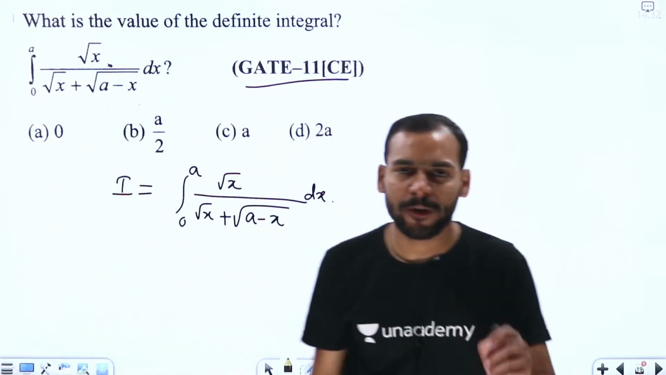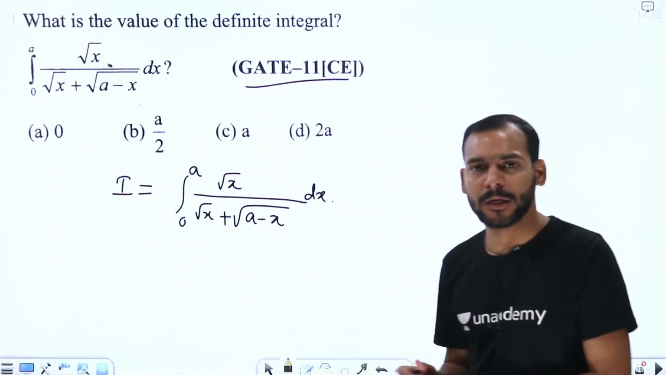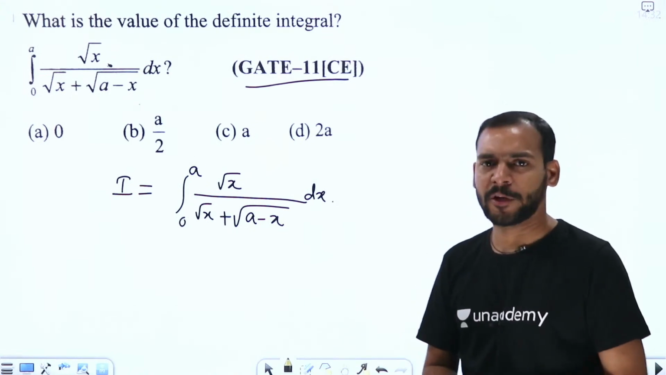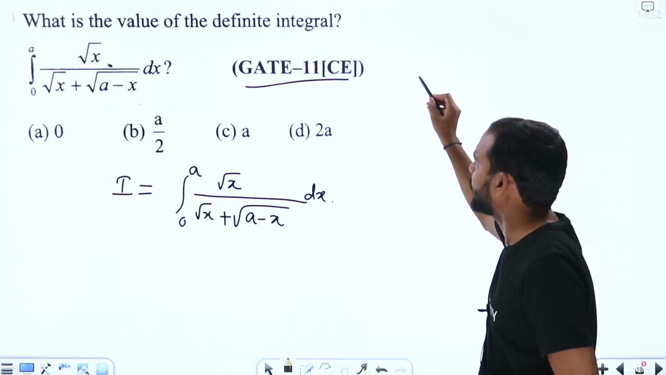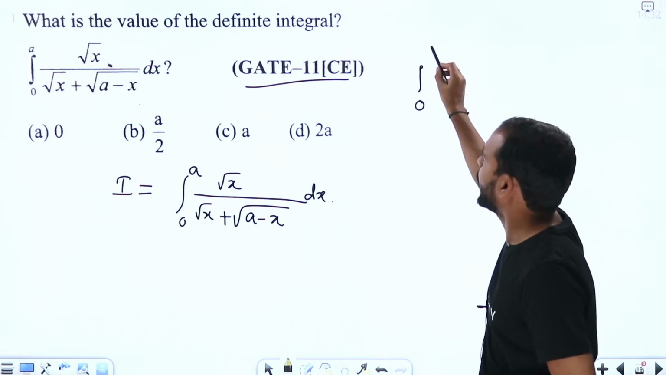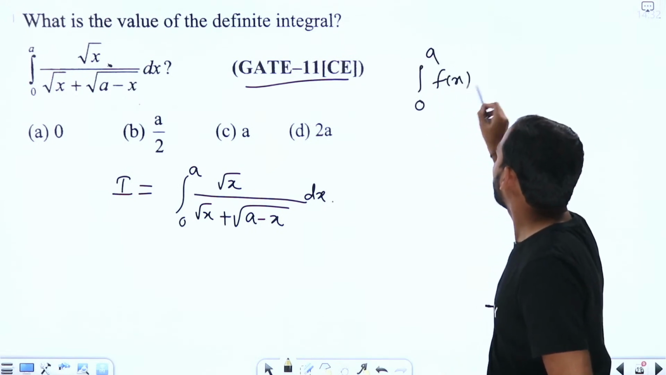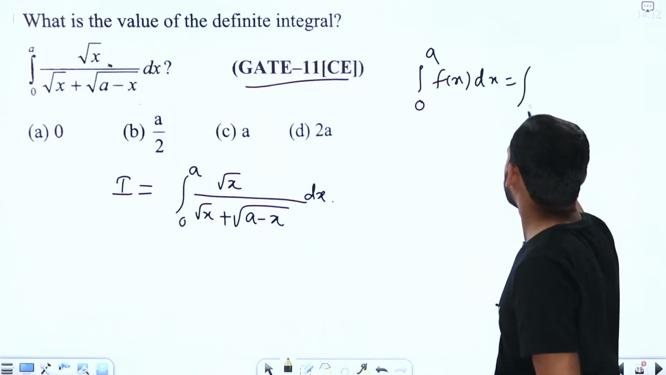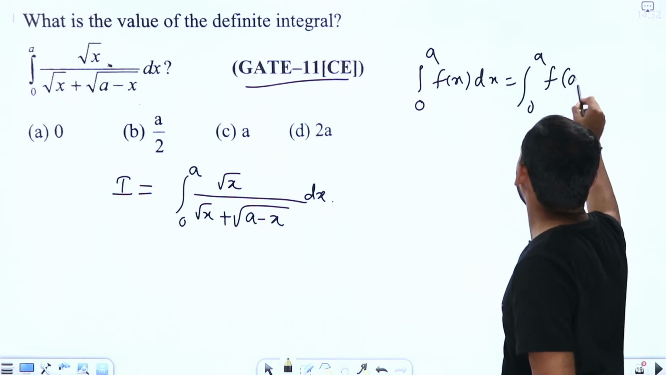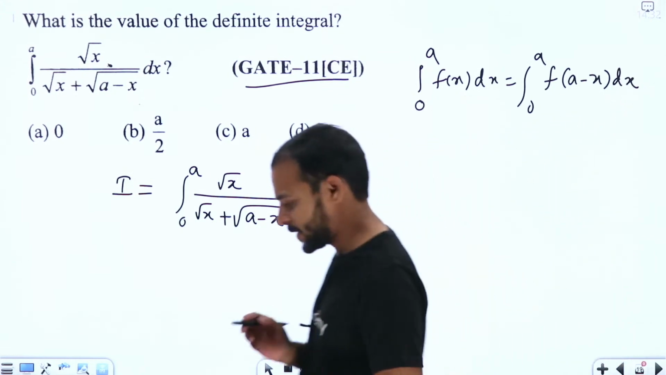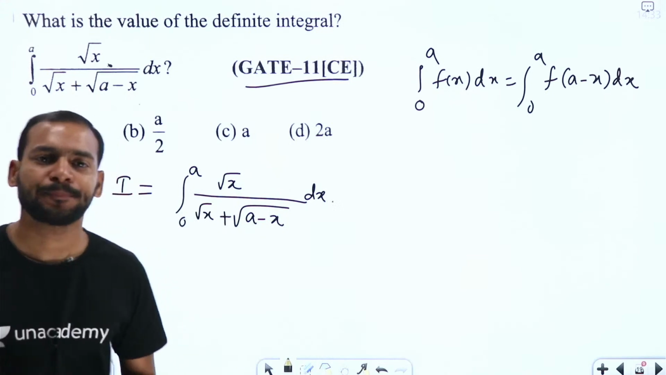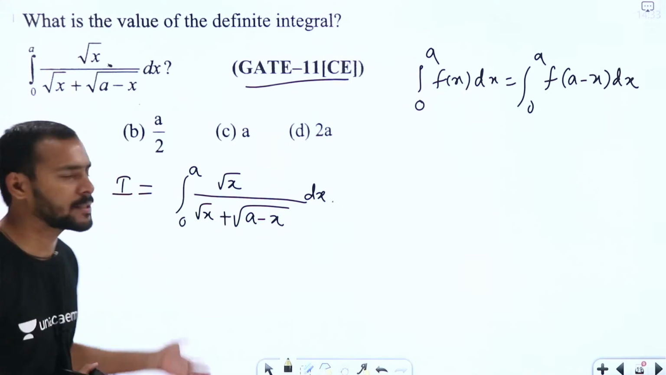We are going to apply one of the properties that we have just seen and evaluate this. Tell me, guys, which one we have to apply? The integral 0 to a of f of x dx can be written as the integral 0 to a of f of a minus x dx. Simple, right? It's a very simple one. Apply this property and you will get the answer easily.